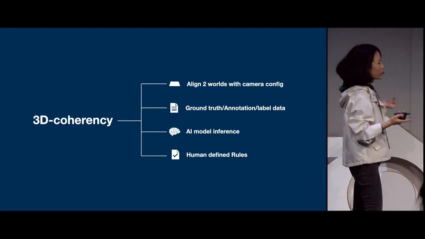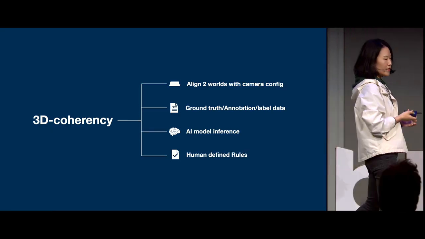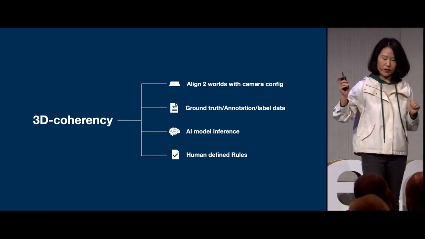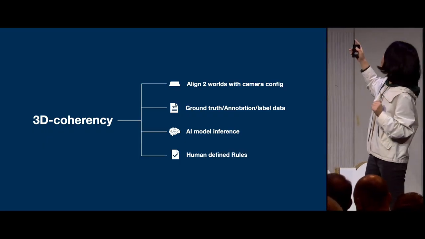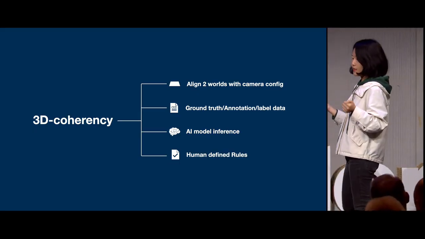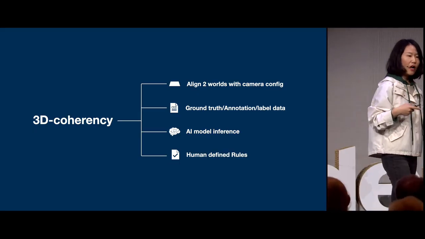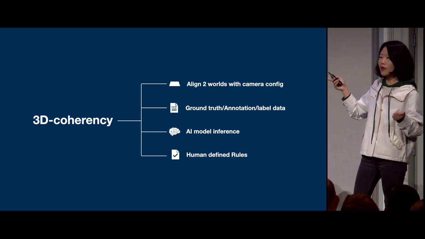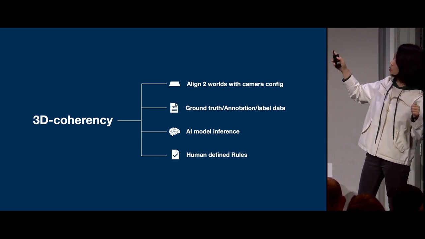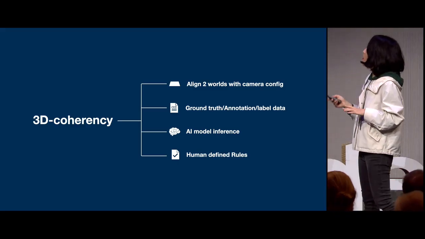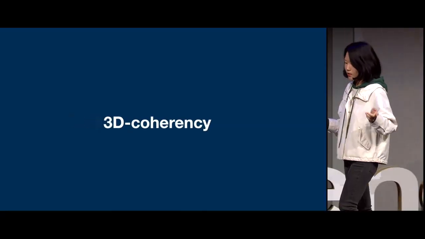So in order to achieve this 3D coherency, firstly, we need to align two worlds with the real camera configuration, and we find the ground truth data through the original dataset. In our case, we used some AI model inference. And finally, with some human-defined rules, we achieved this 3D coherency with our hybrid synthetic data generation project.